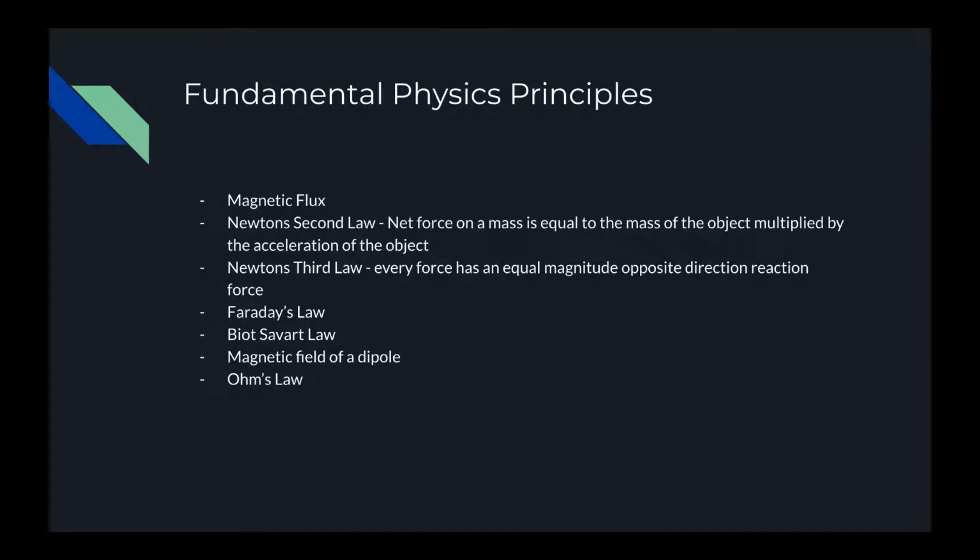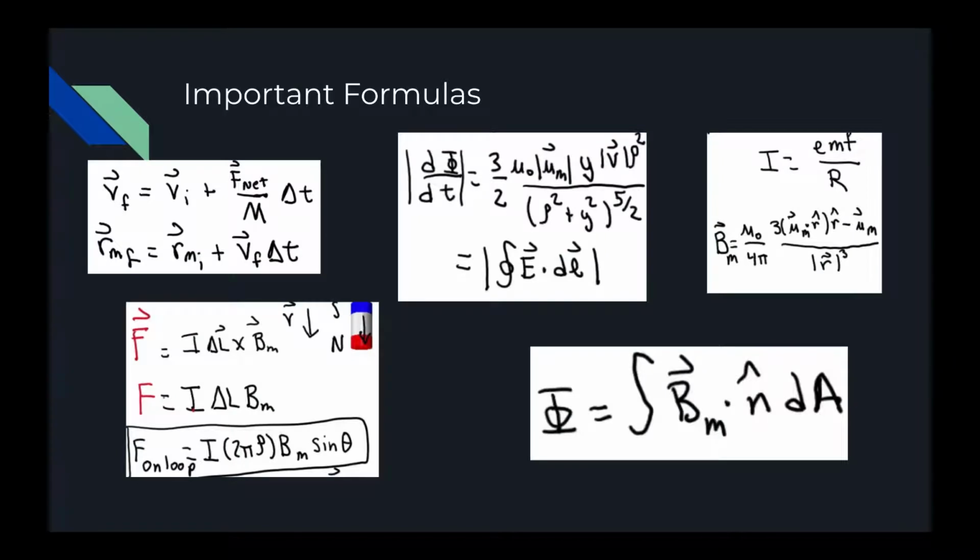So some fundamental physics principles needed for this experiment are the principle of magnetic flux, Newton's second law, that a net force on a mass is equal to the mass of the object multiplied by the acceleration of the object, Newton's third law, every force has an equal magnitude in the opposite direction, which is a reaction force, Faraday's law, the Biot-Savart law, and I have some of the equations on the next slide. The magnetic field of a dipole and Ohm's law. And Ohm's law is V equals IR. And here's some other important formulas that you need specifically to make the computational model.